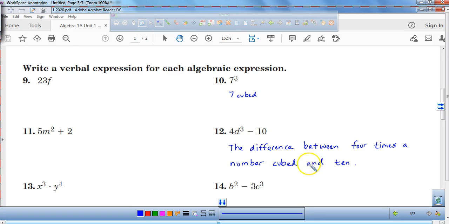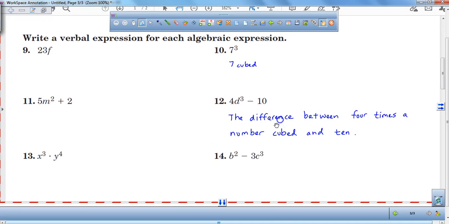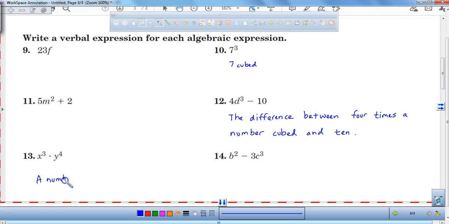and 10. So technically you don't have to put d, you could just put a number because d represents the number that we don't know. All right, so now how would I write to the power of 4? Well, I kind of just gave it away there. That's how you write it, to the power of 4. So you could say a number cubed.